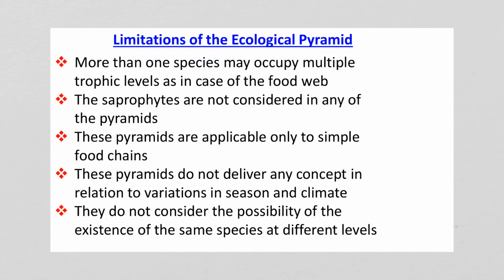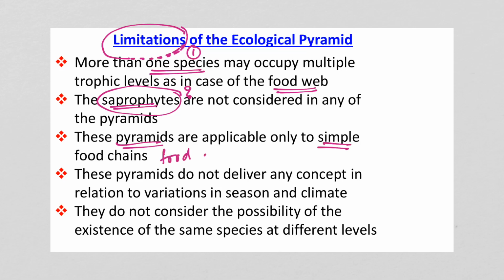Now we will see what the limitations of the ecological pyramid are. One thing is that more than one species may occupy multiple trophic levels, as in the case of a food web. So it is not necessary that just one species occupies a particular trophic level. It can be similar to a food web where the number of species is high. The saprophytes are not considered in any of the pyramids. We have already learned what saprophytes are, so I'm not explaining that. These pyramids are applicable only to a simple food chain. If the food chain is complex, or if it is a food web, then we cannot consider these ecological pyramids.